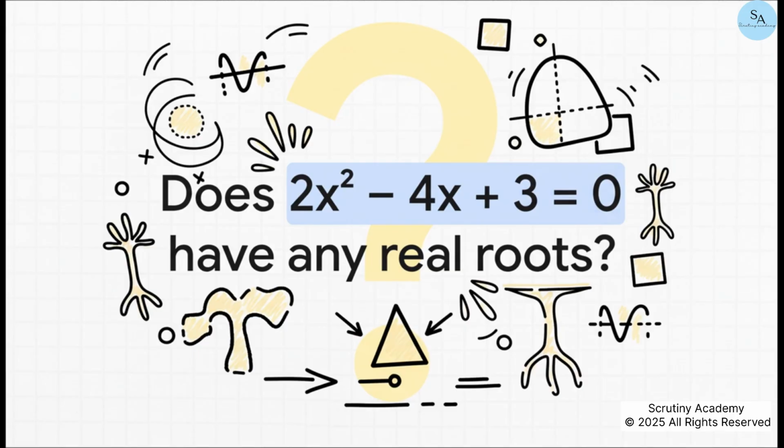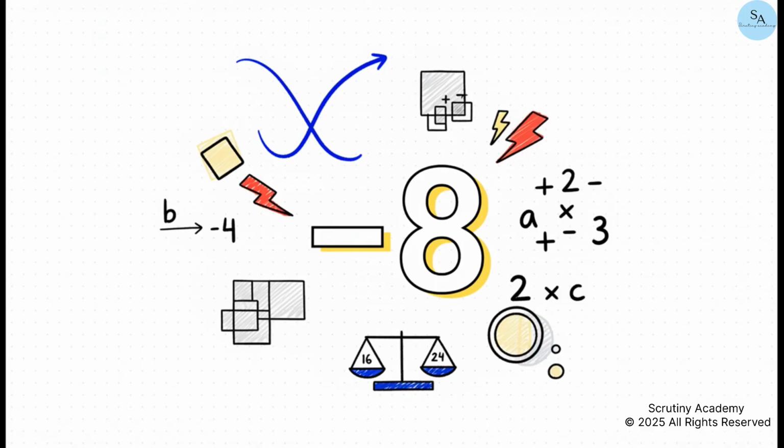Okay, let's put this to the test. Here's a brand new equation. Does it have any real roots? Now, instead of trying to factor it, which might be a total headache, let's just use our new secret weapon, the discriminant. We just plug in the numbers. For this equation, a is 2, b is -4, and c is 3. So b squared is 16, and 4ac is 24. A little subtraction, 16 minus 24 gives us -8.